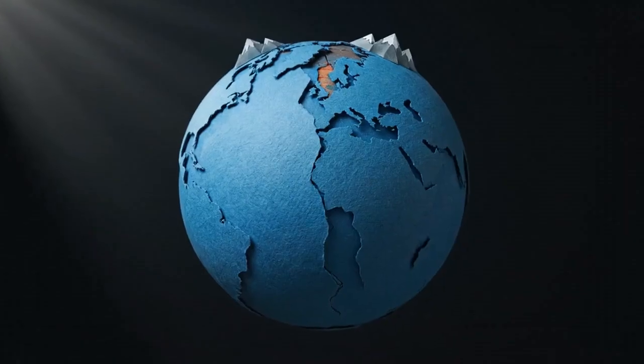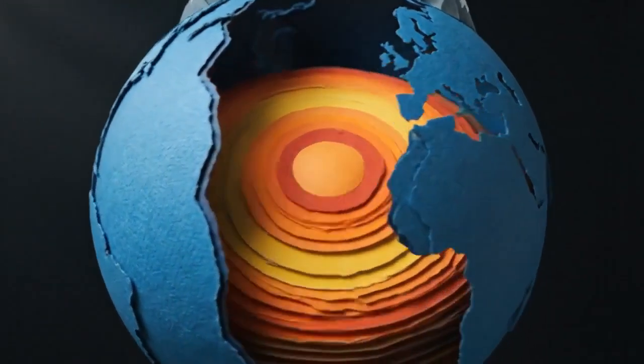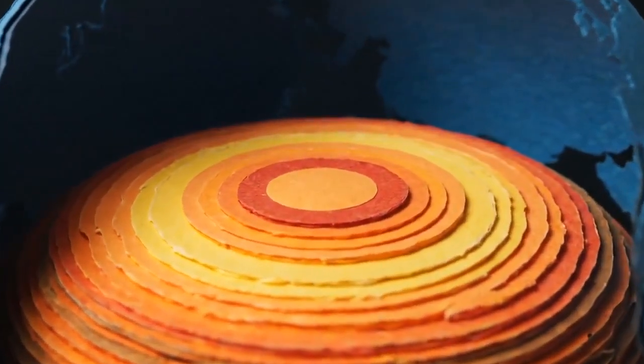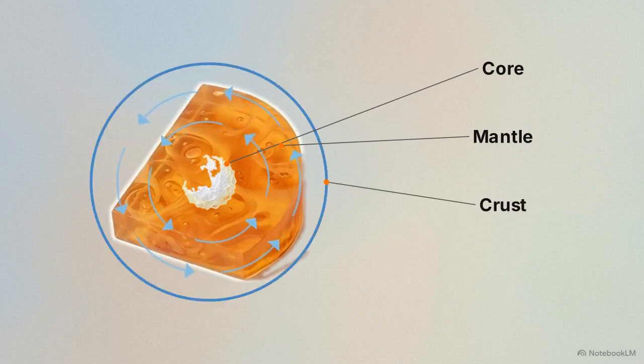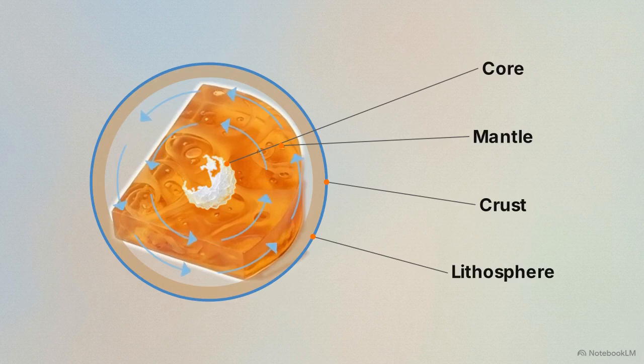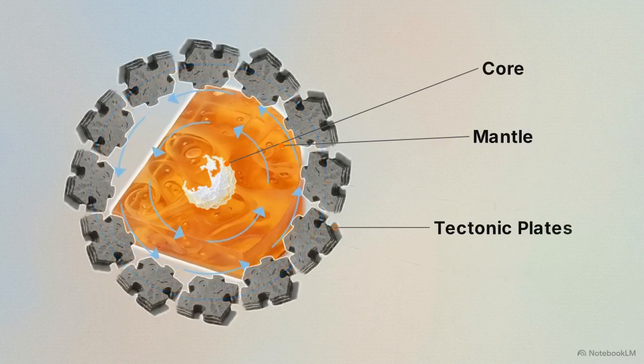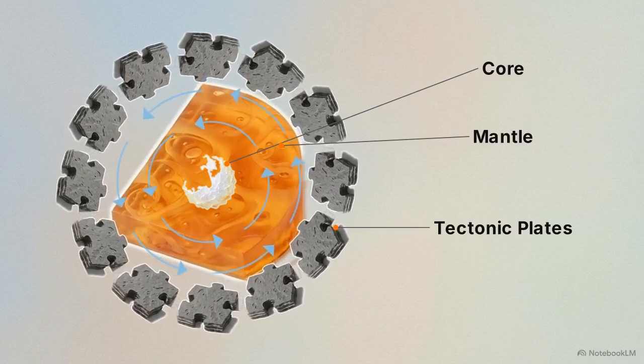The inside of our planet Earth is built a lot like an onion, made of several distinct concentric layers. This diagram isolates those layers. At the center is a hot core. Surrounding that is the mantle, made of semi-solid viscous rock. Finally, wrapping the outside is a thin, solid outer shell called the crust. Geologists group the solid crust and the very top, stiff portion of the mantle together into a single layer called the lithosphere. This lithosphere is fractured into several massive, interlocking puzzle pieces known as tectonic plates.